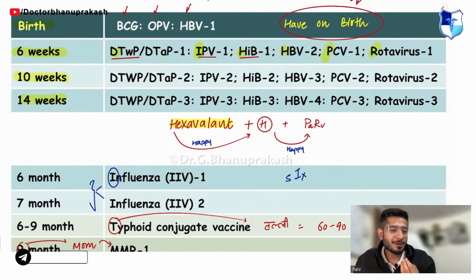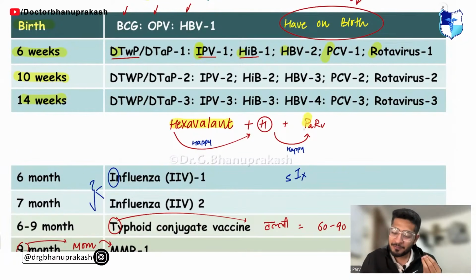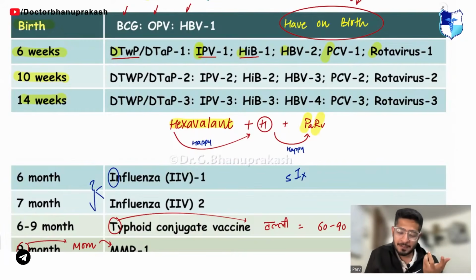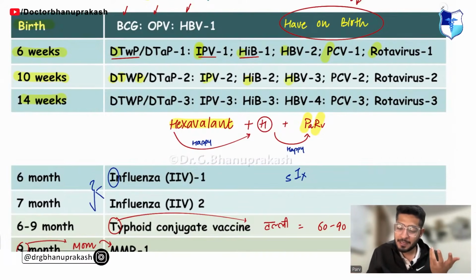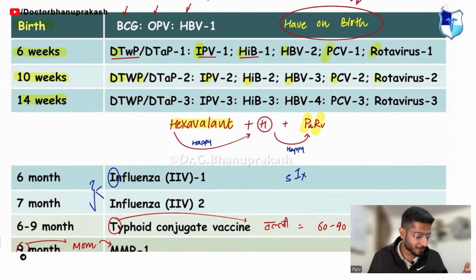And who is making you happy right now? It's me. My name is Parv. P and R is important. P for PCV, R for rota. So can you see hexavalent is DTP, H, I. And who is going to make you happy? PARV, PCV and rota. Okay.